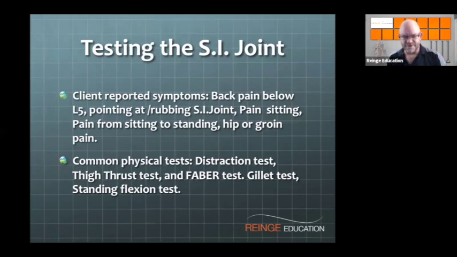The distraction and thrust tests, they're more about, is there instability in the joint? So the Gillet test, the flexion test, they look at, is it tight? The distraction test and the thigh thrust and the Faber test, they're telling you more about, is there excess movement? So that's something that I can just simplify for you. Be aware of what those tests are looking at.